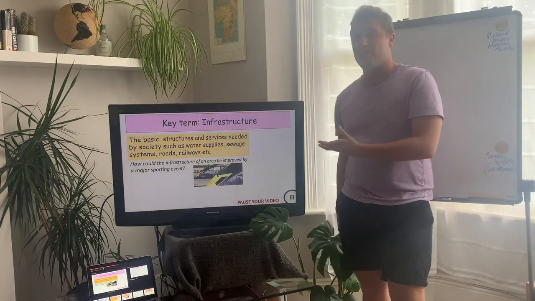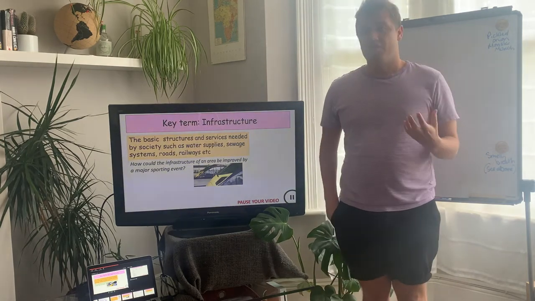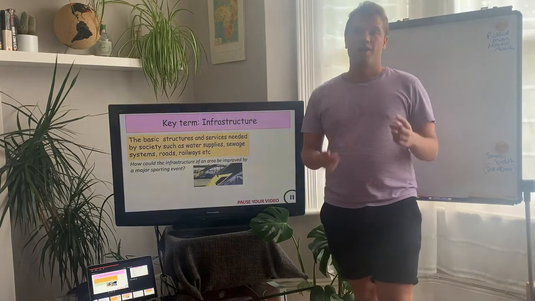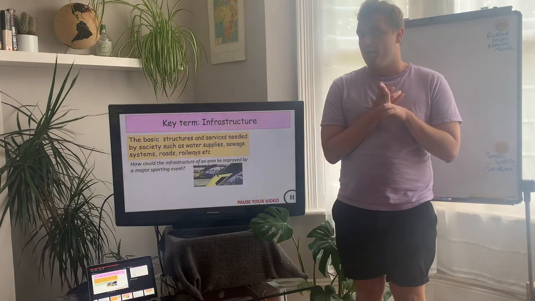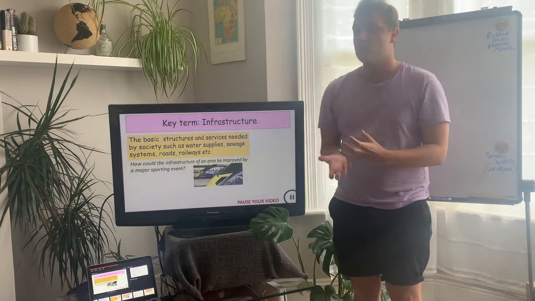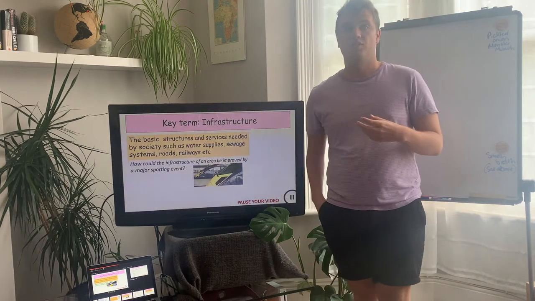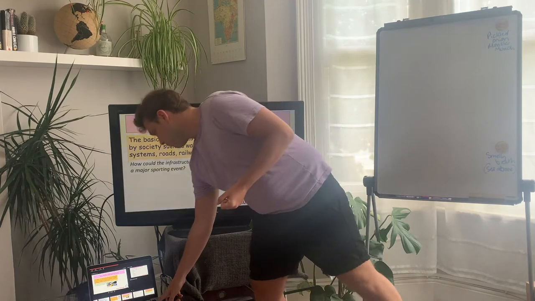Okay, so one of the obvious ways, and this actually happened up at the Amex, is that due to improvements in infrastructure, they might start to improve rail links. So increasing the amount of trains, making stations longer, making trains more frequent. Because of the major sporting events, these cities will have seen a lot more people coming through their train stations. And obviously they would have had to improve the infrastructure to support this.